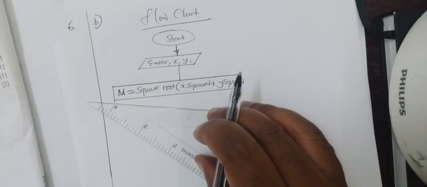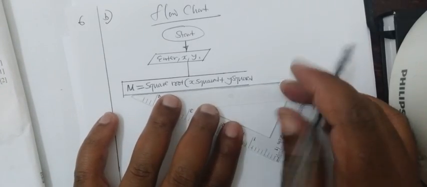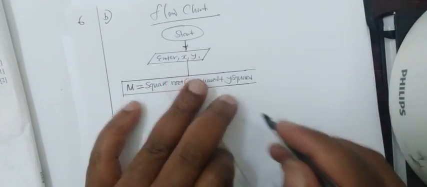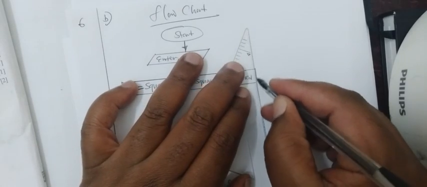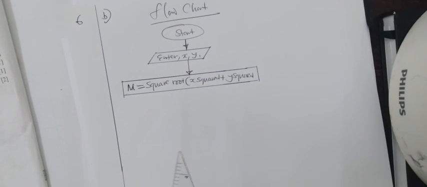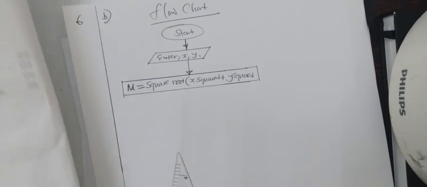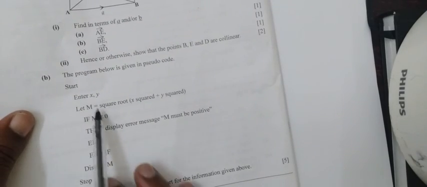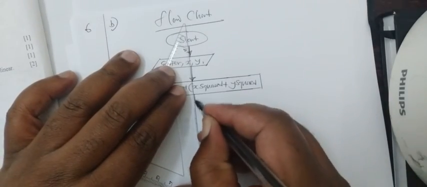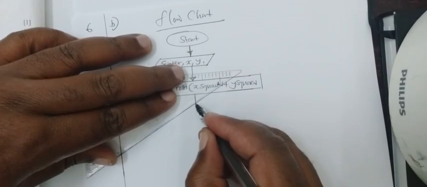Then extend your line, please. Let your diagrams, your symbols, look very beautiful. You don't waste time beautifying, as there are no marks for beautifying. So we go that way. Then the next one is, after finding the value of M, if M is less than 0. Here is a condition. As long as you see if, you bring in a diamond, which is a decision. So bring in a diamond.